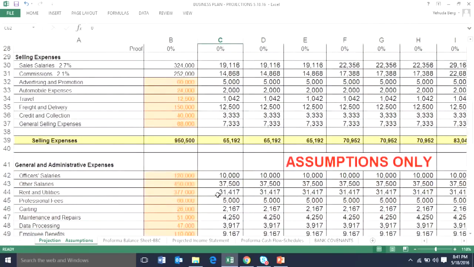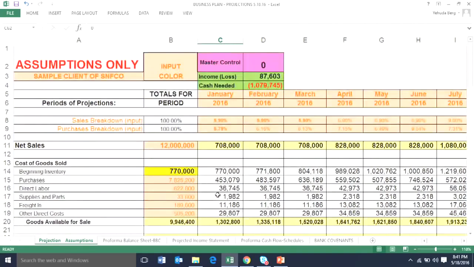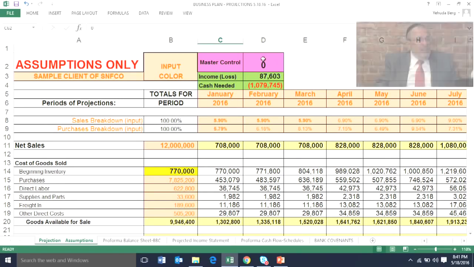Taking all these assumptions, here is your treat. First of all, my master control up here says 0. Right now I'm in balance. And what it means to be in balance is here. Now let's look at the next sheet.